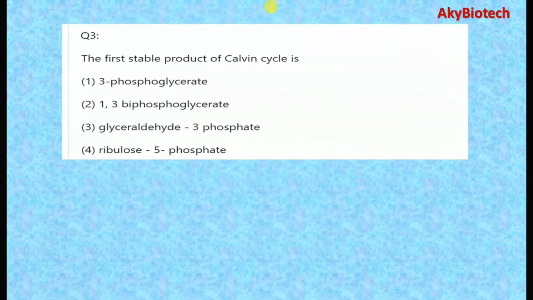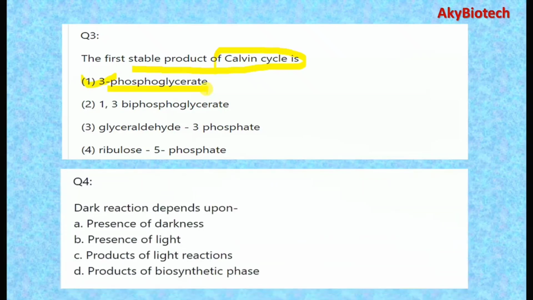Number 3, the first stable product of Calvin cycle. The first stable product of this is 3-phosphoglycerate. Number 1 is the correct answer.